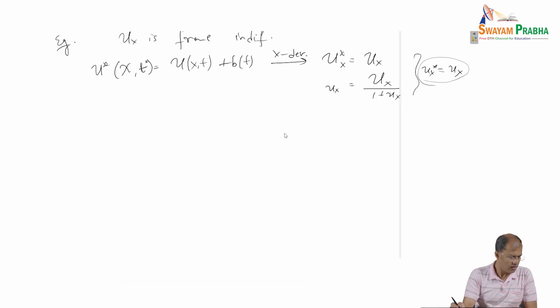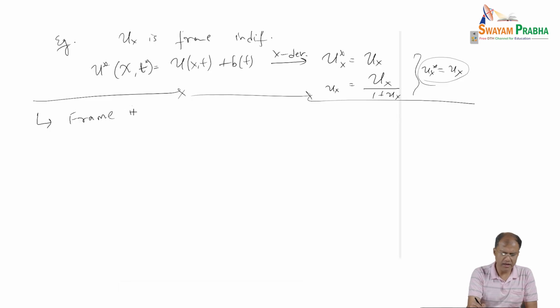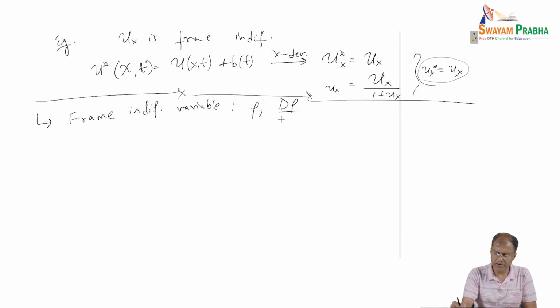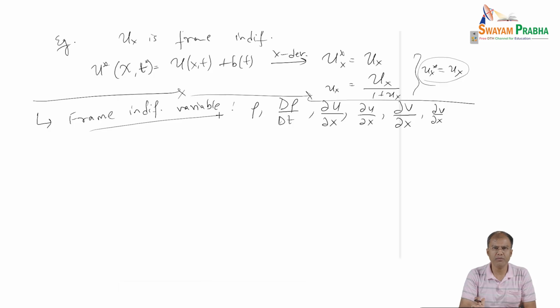So then, let us now note down what variables are frame indifferent, and all these can be separately checked. Frame indifferent variables. What are these variables? We will see that variables such as density rho, or the material derivative of the density rho, or the material derivative of u, the displacement, or the Eulerian derivative of u, or the material derivative of the velocity, or the Eulerian derivative of the velocity. These are all frame indifferent variables and they can be individually checked.